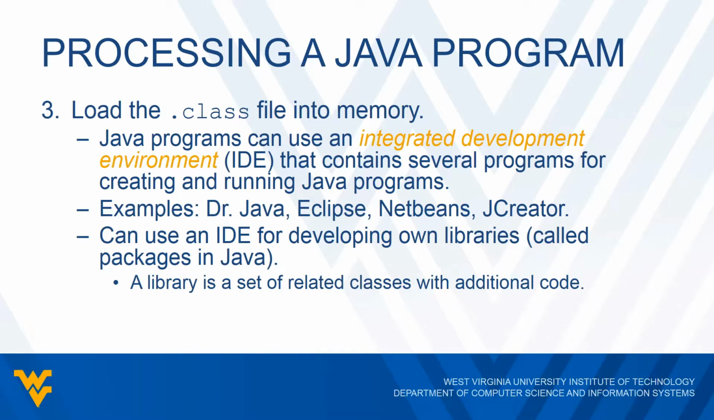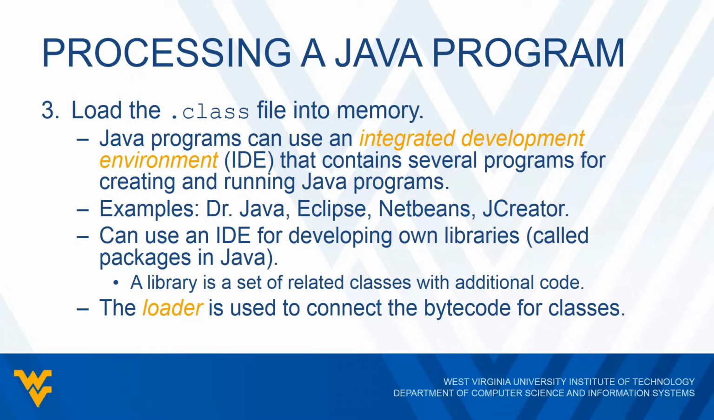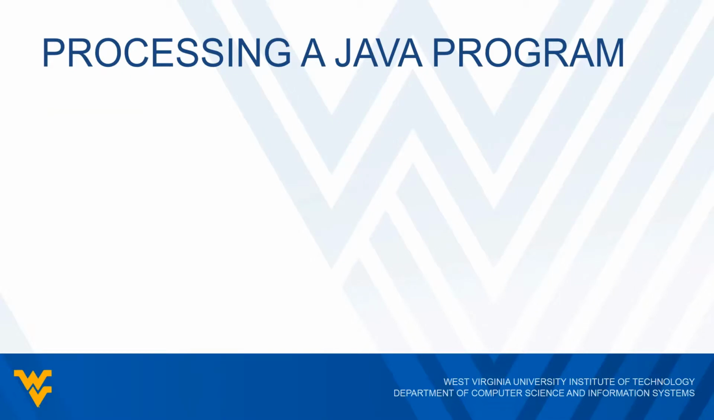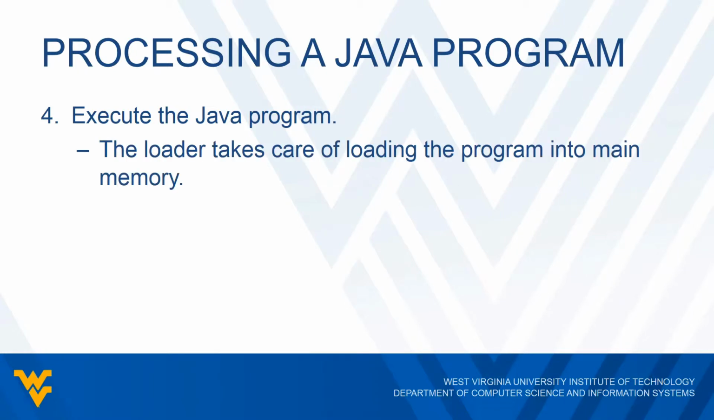Once the class is loaded into memory, we can use a loader for connecting the bytecodes of all the classes. This is very useful if we have multiple class files that we need to put together. So the loader kind of combines all these together into one giant program. The last step is to, well, run the program. So we use the loader for taking our bytecode and actually putting it into main memory. As we mentioned before, in order for any program to run, we have to load it into main memory first.